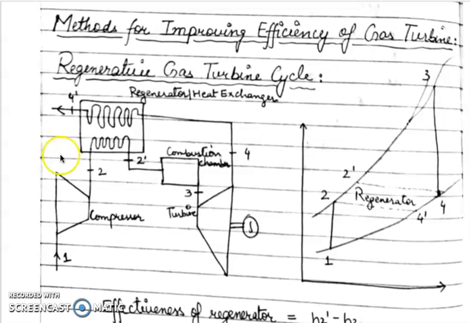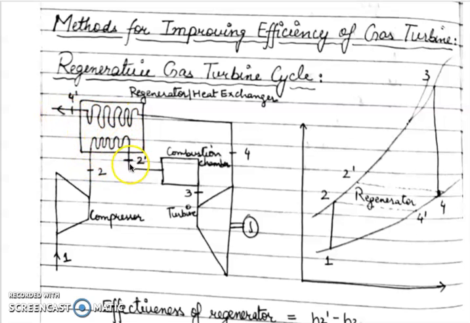How this is done is the compressed air, after the compression, reaches point 2, and the exhaust, after the extraction of work in the turbine from 3 to 4, reaches state 4. But the condition at 4 is at a temperature which is very high as compared to the temperature at state 2. So we can use this heat at the exit of the turbine in the regenerator, which will be taken by the air coming out of the compressor. This air will get heated, and the exhaust will lose heat and then be discharged.